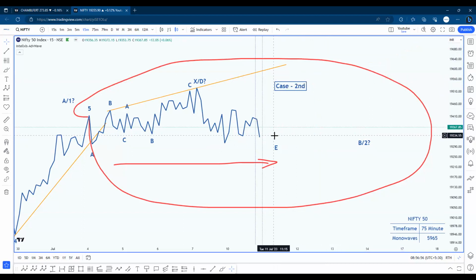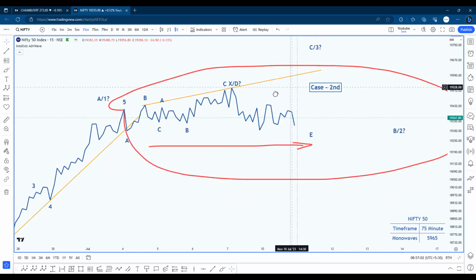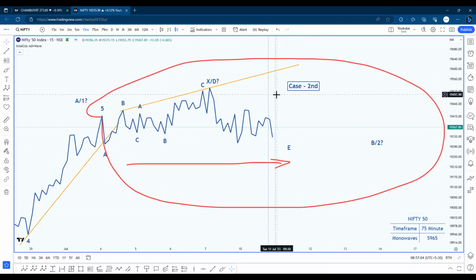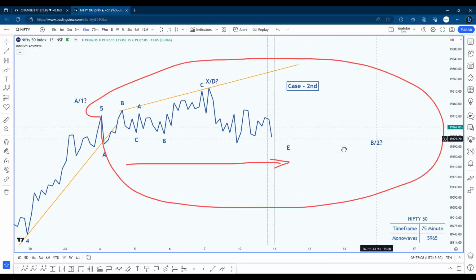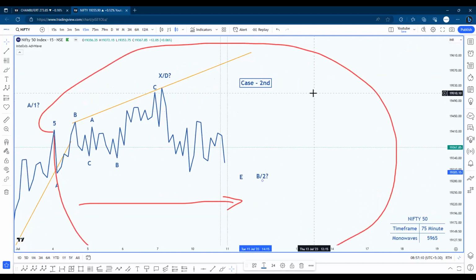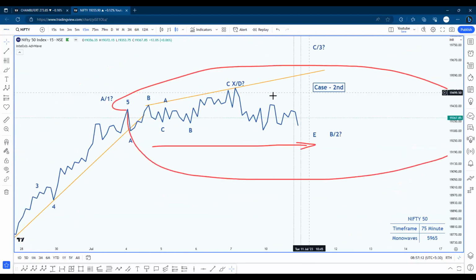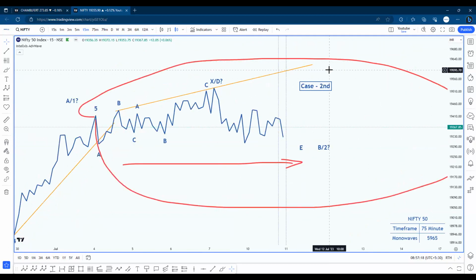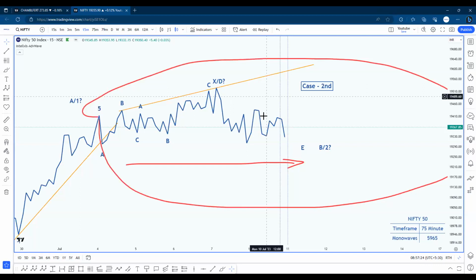If it is finished, then only we can predict the next move, and that move will be either the X wave or the wave C, or you can say wave 3. Because if I get the confirmation, then only I can easily say, okay, now we are going for the uptrend and going for a new lifetime high kind of situation. But right now I'm not considering that.